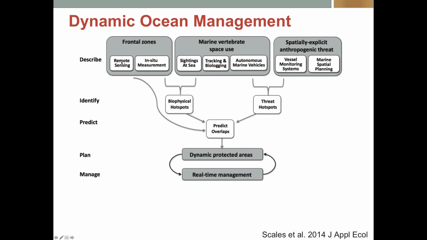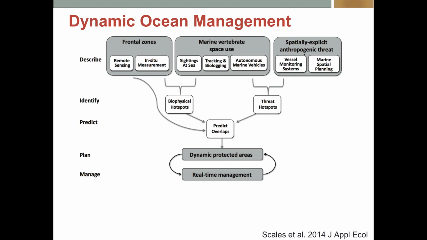So in the top left, you have the example of the oceanographic features, in this example, frontal zones, which can be combined with marine vertebrate space use. And this can be, as mentioned, from sightings at sea, animal tracking data, potentially autonomous detectors, or many others, and fisheries catch, bycatch is another good example, and then some sort of spatially explicit anthropogenic threat. So I'll give one example of marine shipping, and then another example very briefly about a bycatch scenario that we're exploring as well.